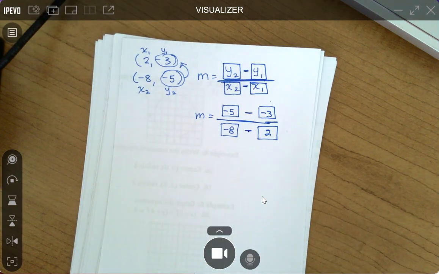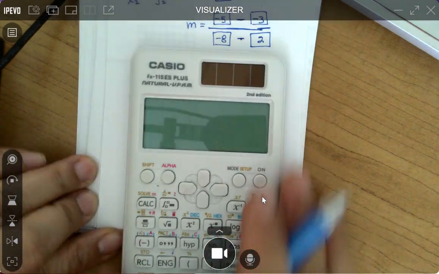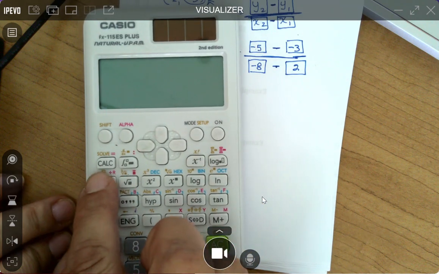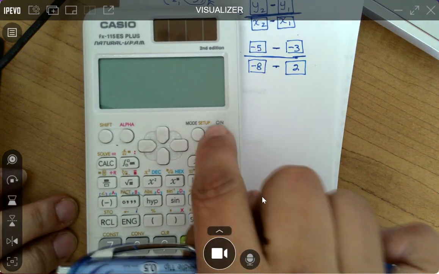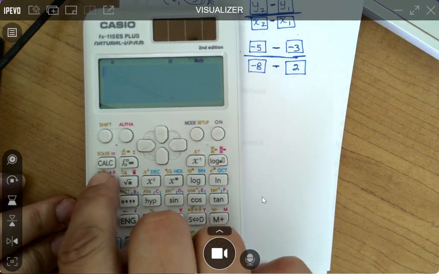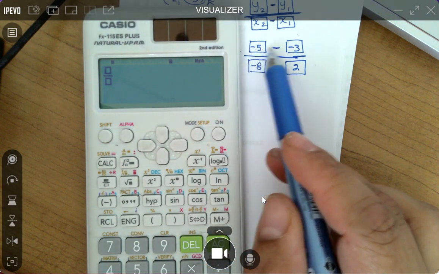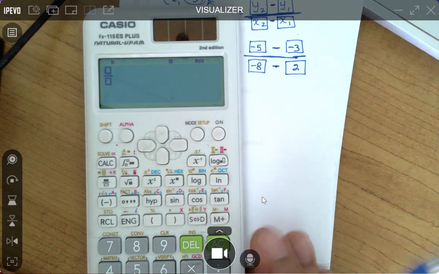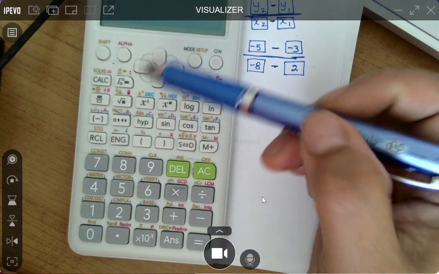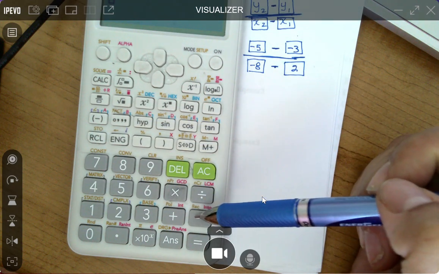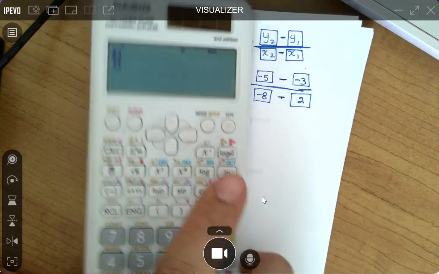Now, how are we going to put this in the calculator? All right, so I'm going to need you to follow along. This is the fraction key right here. And first you got to turn it on. There we go. And then the fraction key right here. And it says -5 subtract -3. Now on this calculator, we have a button for the negative sign and we have a button for the subtraction sign. Okay, so you gotta make sure you're using the right one.